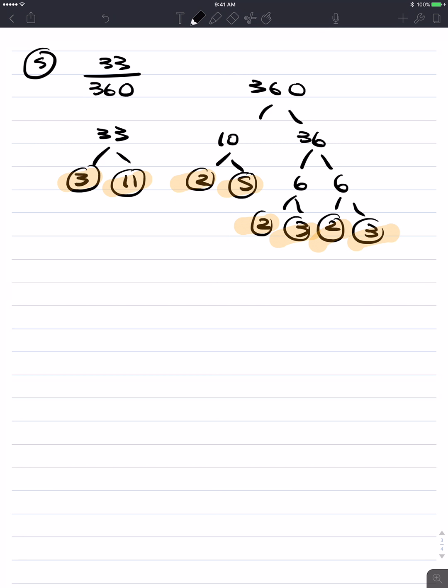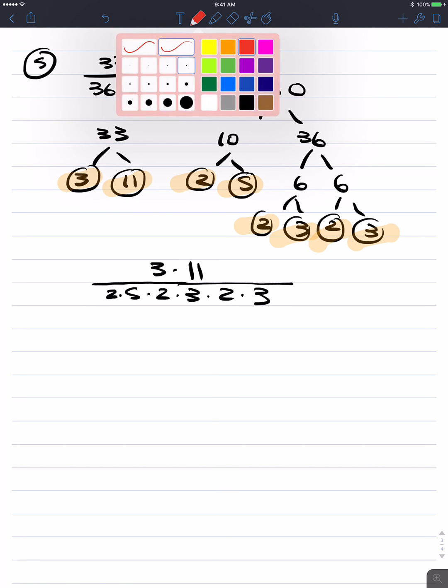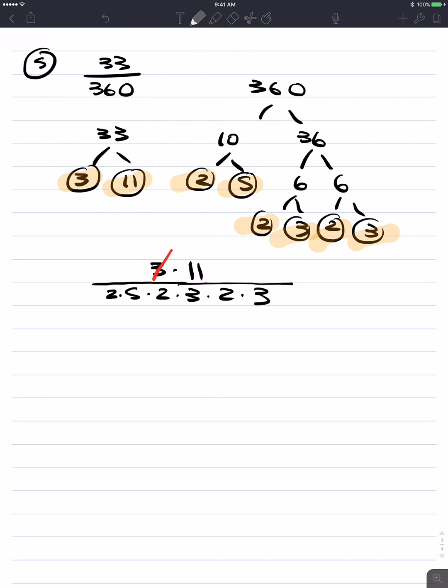I write these as primes. So my 33 is 3 times 11. 360 is 2 times 5 times 2 times 3 times 2 times another 3. The only thing that cancels is a single 3. It doesn't matter which 3 we cancel. 11 is left on top. All these other primes are left on bottom.